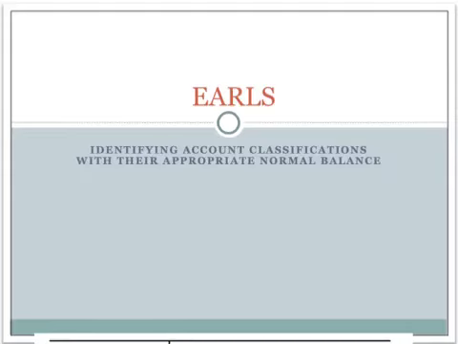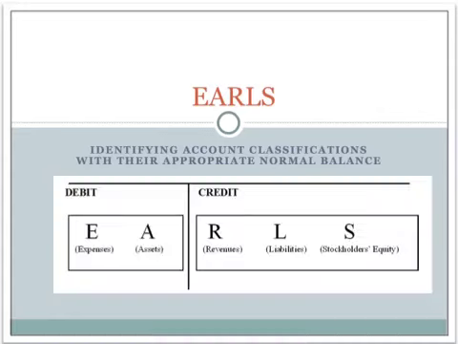How do we remember to identify an account as an asset, an expense, a liability, an equity, a revenue? How do we do that? Well, I have this tool, and it's called EARLS. The EARLS document is available in the folder section where you found this video, and EARLS stands for expenses, assets, revenues, liabilities, stockholders' equity.